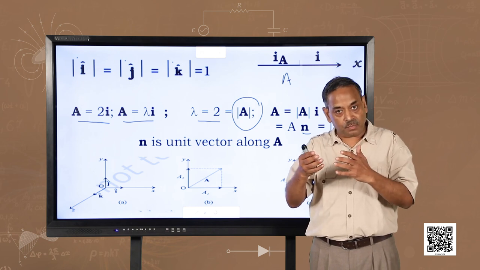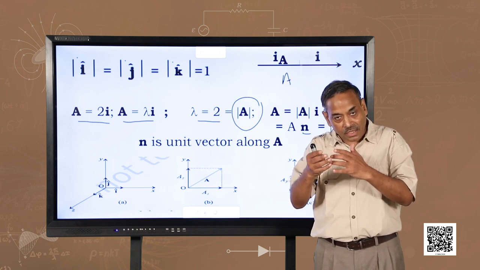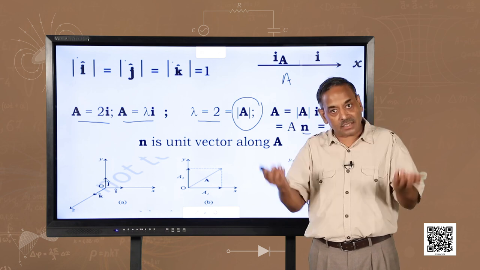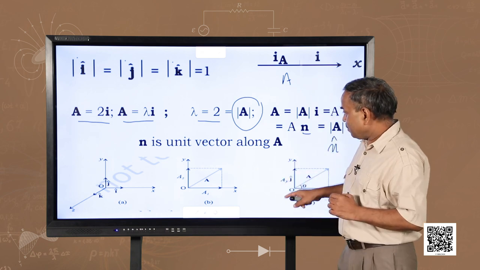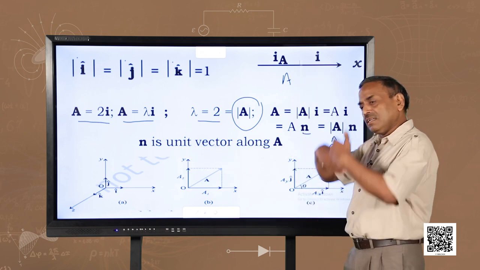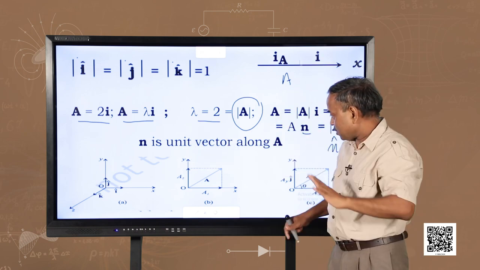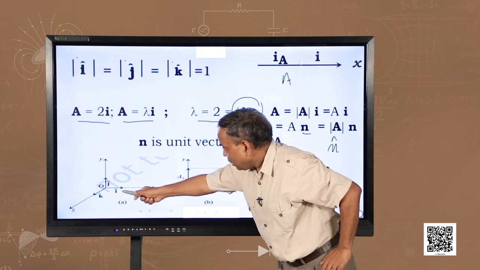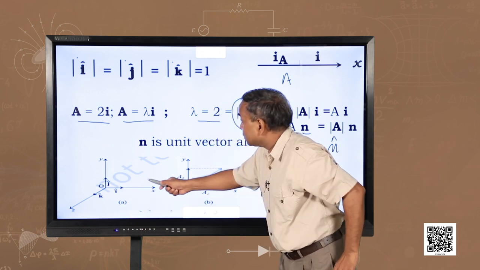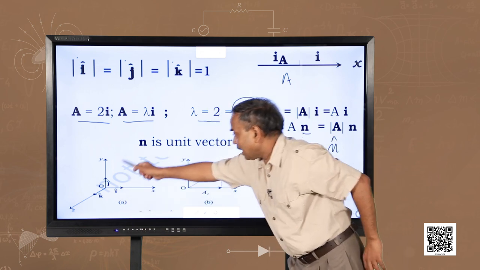x, y gives you one plane, y, z gives you another plane, and x, z will give you a third plane. Okay? Well, so n is a unit vector along any arbitrary vector A. This is the general picture. This is my basic notation which we have used in the last slide also.